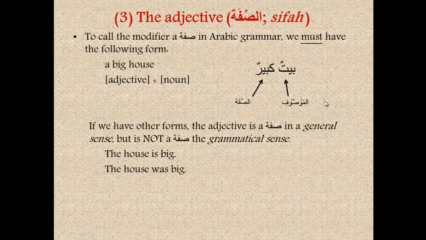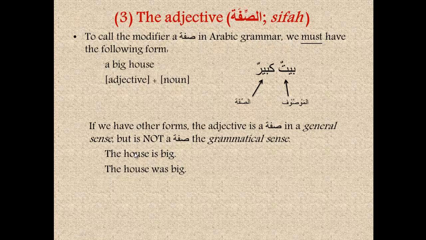Baytun is the mawsuf, that's the thing being modified or described. Al-sifah is the adjective, the descriptor. Again, we have to have this form, baytun kabirun, in order for us to call kabirun al-sifah. We can have other forms, okay? If we have other forms, the adjective is al-sifah in a general sense, but not al-sifah in the grammatical sense.